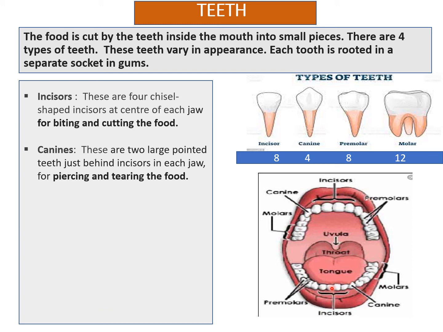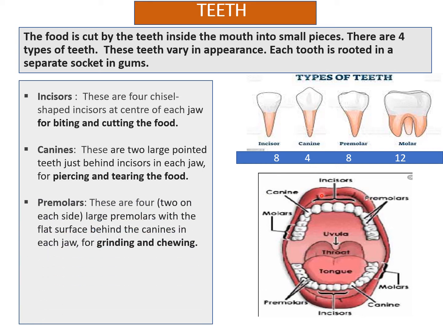The second type of teeth is the canines. These are largely pointed teeth which are behind the incisors in each jaw. So two in the upper jaw and two in the lower jaw. These are used for piercing and tearing the food. So these are 4 in total, right?